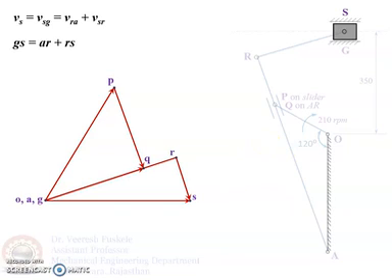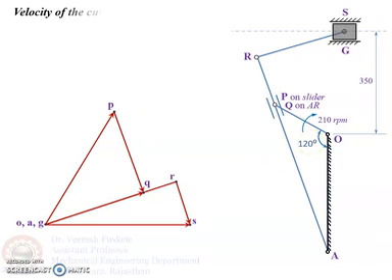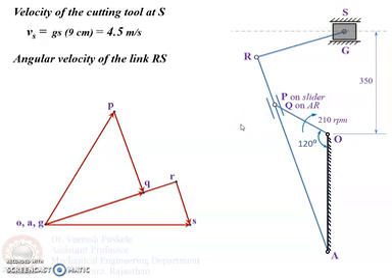Further, we have to find the velocity of cutting tool at S. So we have to find the velocity of the slider, which is fixed at S. The velocity of the slider can be found out by measuring the vector GS. So as measured, it will be 9 cm. So converting according to the scale, we have the velocity of the cutting tool at S as 4.5 meter per second.